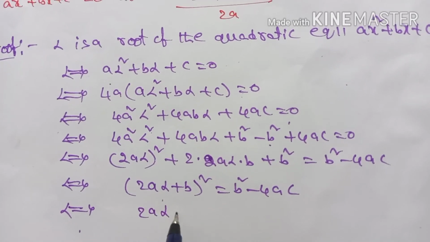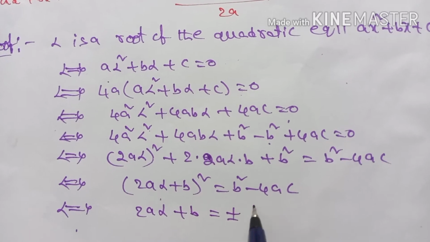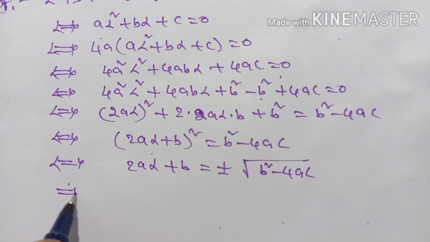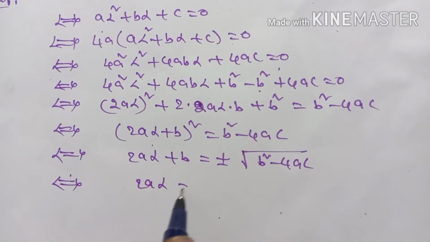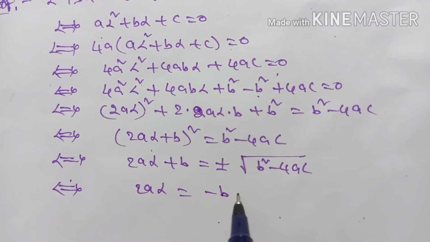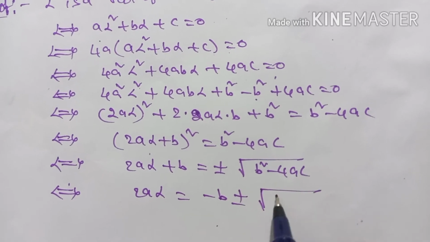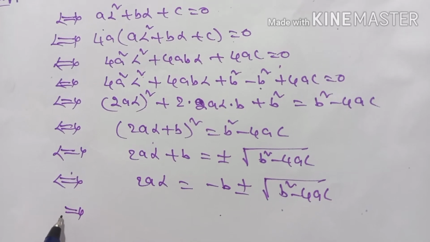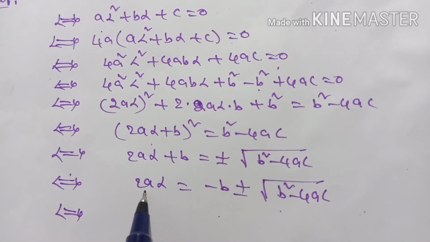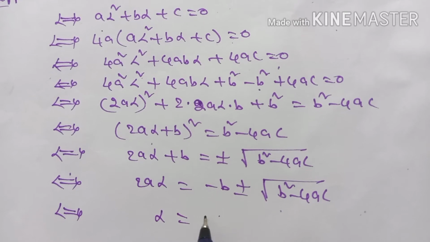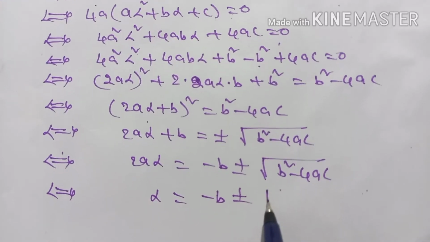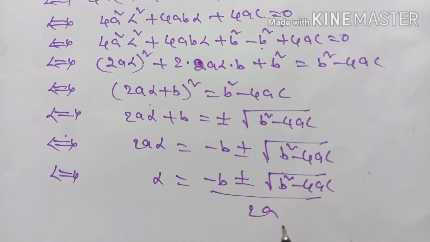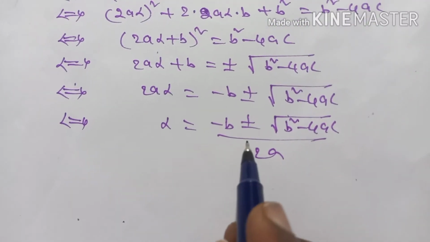Which implies, this side square cancels, this side having root with plus or minus. 2a alpha plus b is equal to plus or minus root over b square minus 4ac. That implies 2a alpha is equal to minus b plus or minus root over b square minus 4ac. Okay, 2a also taking the RHS side, alpha is equal to minus b plus or minus root over b square minus 4ac by 2a. Here two roots have come.